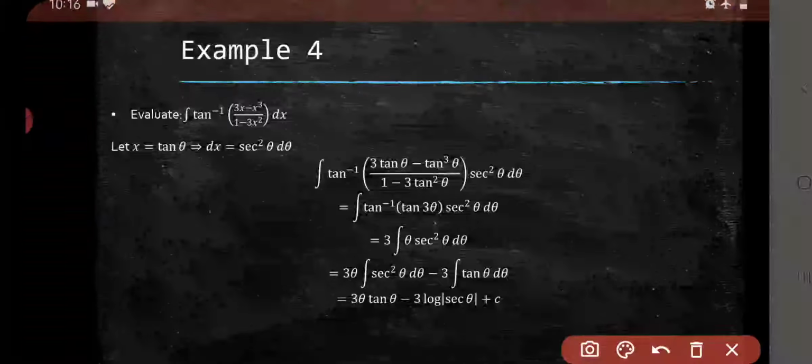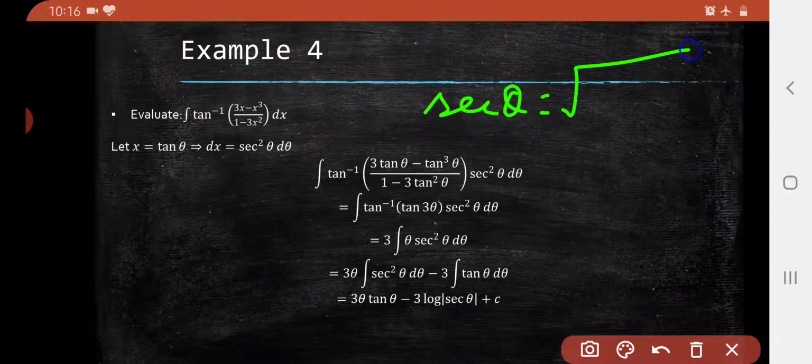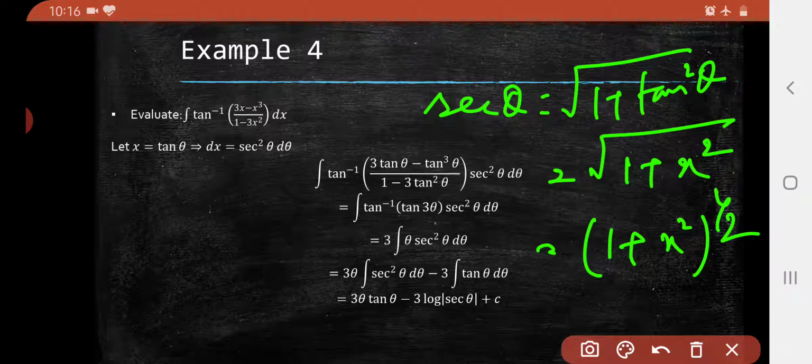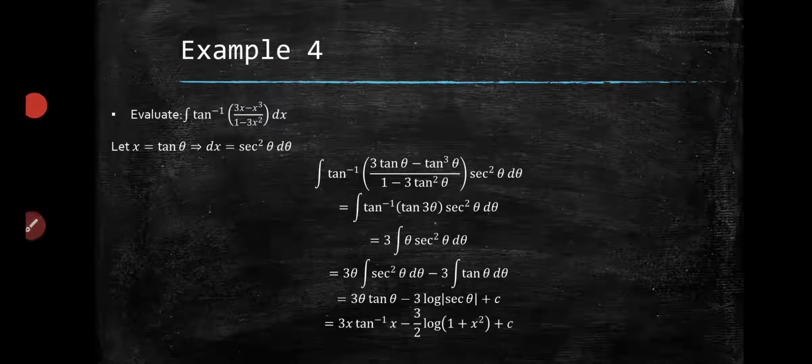Now what is log of sec theta? Let me just solve it for you. Now sec theta is basically root over of 1 plus tan square theta, that is root over of 1 plus x square, or it can be written as 1 plus x square whole to the power half. Now whole to the power half inside log comes out, so it becomes 3 by 2 log of 1 plus x square. So therefore this is your final answer. Right? That's it.